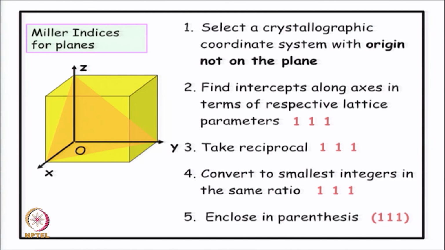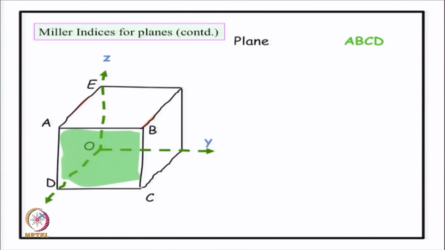Let us now look at another example. Now we want to index this front face of the unit cell, the plane ABCD. So, we choose an origin on the back face corner, the x, y and z axes are there. So, origin at O, not lying on the plane, and then we find the intercepts.